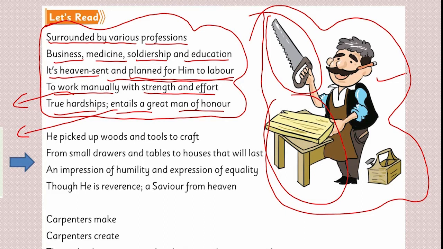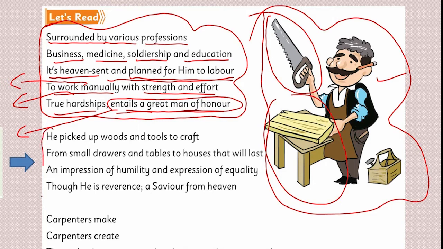He worked with his physical strength and efforts, with his brain, how to carve a table out of wood, how to make a sofa, chair, drawers, so many things we have made of wood. Look at the furniture at your home, the furniture made out of wood. So making these things includes so many strength and efforts, physical strength, and the carpenters work without any technology and electricity support. True hardship entails a great man of honor. It means that the person who works hard will be respected and have a great honor in himself. He's self-dependent, he can work hard and he earns money for himself by making these things for people.